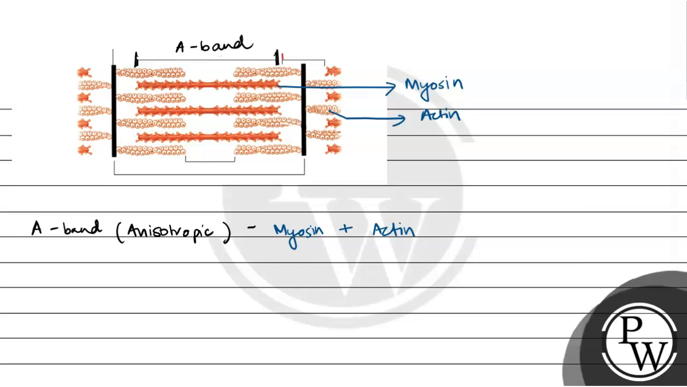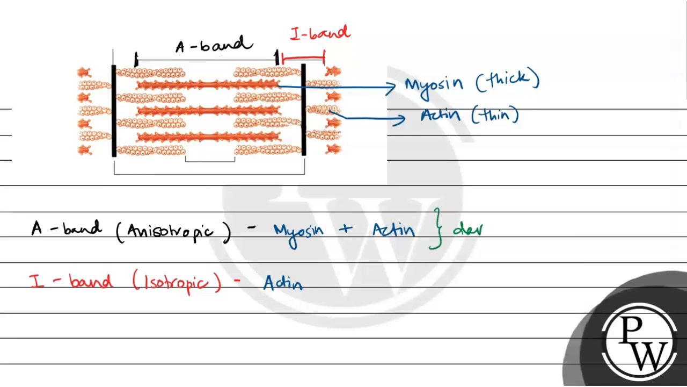The second is the I band, which lies from here to here. This is called the I band or the isotropic band. The isotropic band is composed of only actin filaments, and since actin filaments are thin and myosin filaments are thick, the I band appears light. The dark bands are basically the A bands. A bands are darker and I bands are lighter.